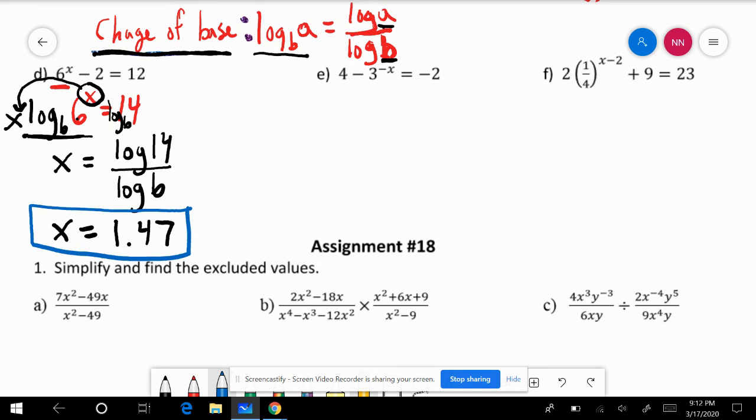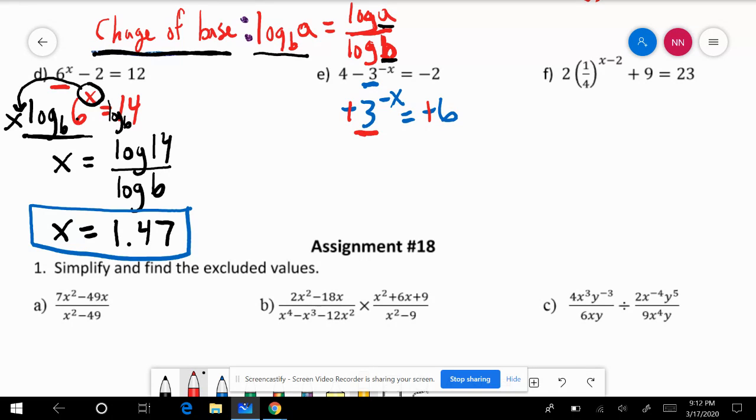So looking at letter E, same process. We need to get the base number by itself. So we're going to subtract the 4, since that's a positive 4. When we subtract the 4, what we end up with is a negative 6. Now, because we have a negative 3 and a negative 6, we're going to divide by a negative 1, meaning that both of those are positive.